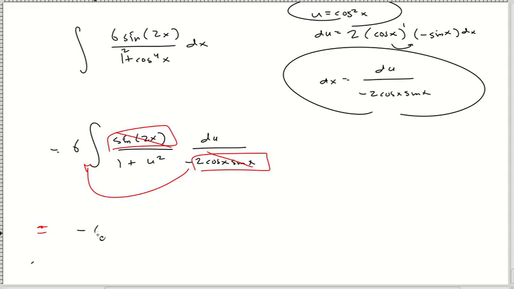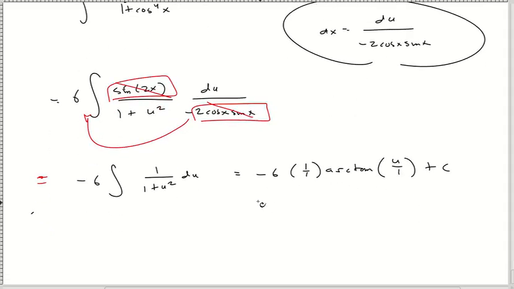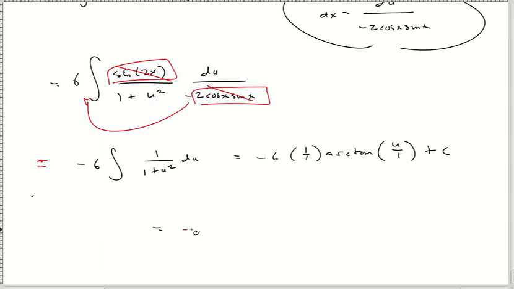So negative 6 times the integral of 1 over 1 plus u squared du. And then that definitely looks like an arc tangent to me. See? I get it once in a while. Once in a while it works. So that 1 right there makes this super easy. That's now 1 over 1 arc tangent of u, plus c. My u was this cosine squared, so I could just say cosine squared x on the inside, like that. There we go. And there you go.